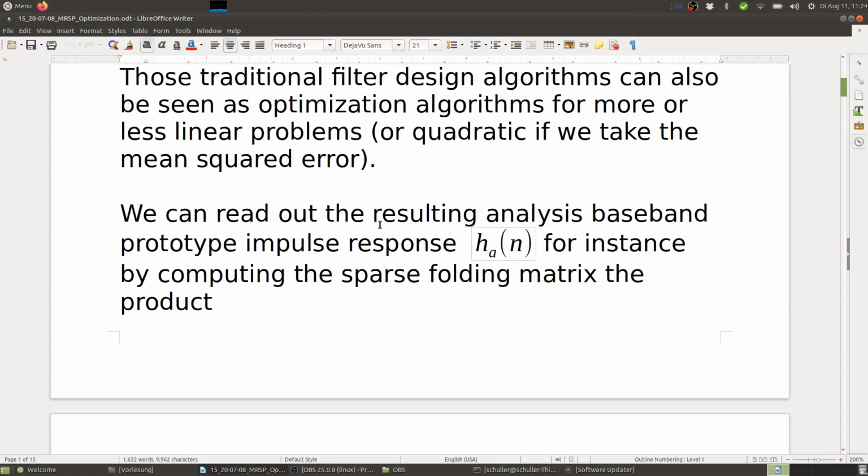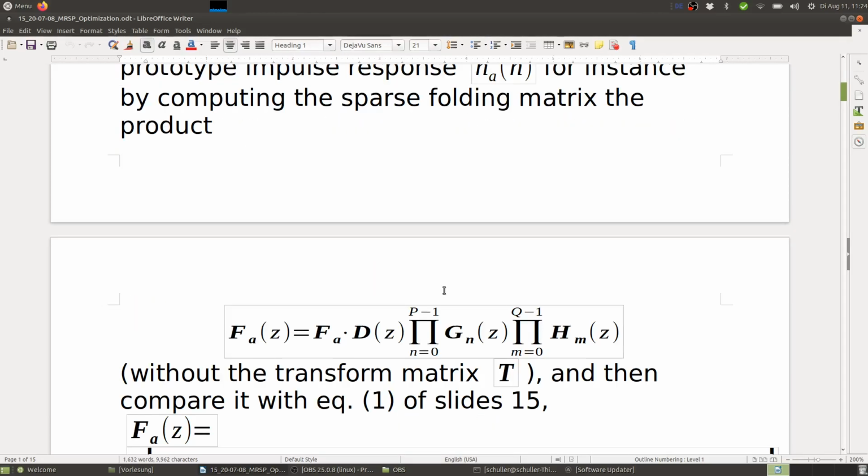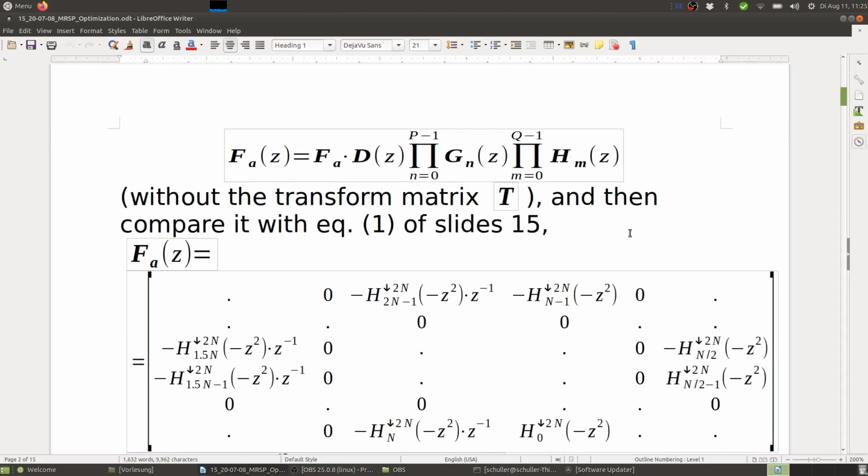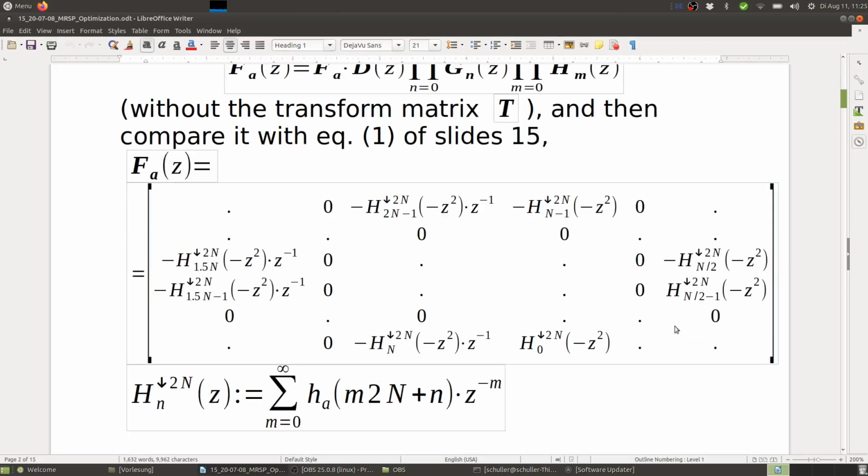So we can read out the resulting analysis baseband prototype impulse response h_A(n), for instance, by computing the sparse folding matrix of this product. So we compute the F_A(z), the diamond matrix, which has the polyphase components in this diamond shape, as the product of F_A times the delay matrix times our cascade of zero delay matrices times the cascade of maximum delay matrices. Right, so then as a result, we get a matrix of this shape, and we know the meaning that this shape, this F_A(z), has.